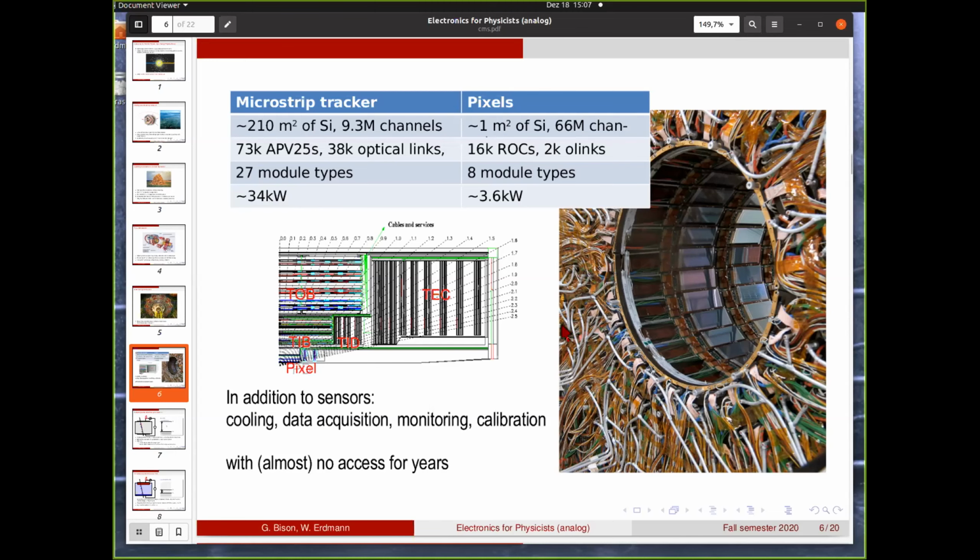So as you can probably guess from the number of cables that are going out here, these detectors require a lot of electronics for different purposes. So there's the sensing element itself, which I'll discuss in the next slides. But there's also electronics for data acquisition, for monitoring, and for calibration. And the whole thing needs to operate reliably for many years with almost no access. It's pretty difficult to get to these detectors once they are installed and the experiment is running.